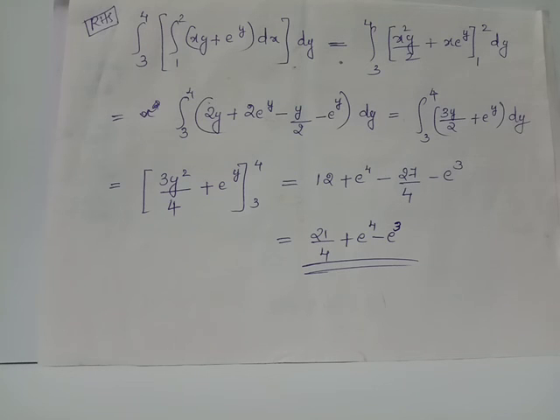This example verifies the result that whenever the limits of both variables are constant, the order of integration is immaterial. This result is valid for triple integrals as well. If you have all three variables x, y, z with constant limits, whichever order you follow for integration, you will arrive at the same answer.